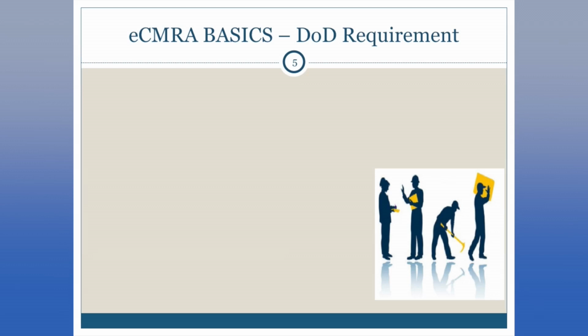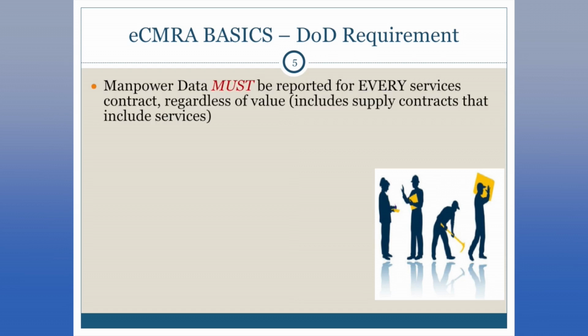And this is just so you know the basics of the requirement that the DoD passed on from the statutory law from Congress. The first one is that we have to report manpower data for every services contract regardless of value. Now that includes supply contracts that have services. Now there is talk about a National Defense Authorization Act provision that will raise the threshold of this to $3 million. And by the time I'm giving this training, maybe that $3 million threshold is in effect. And if it is, then it's $3 million as the threshold. But for now, it is every services contract regardless of value.